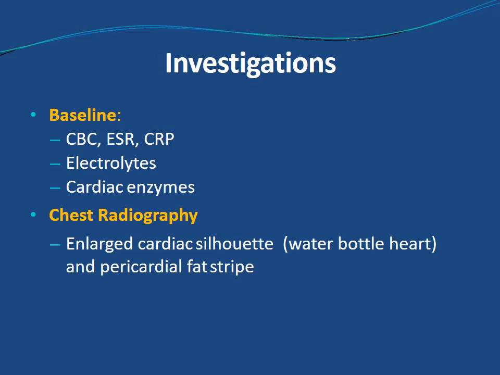In the investigation of pericardial effusion, we will offer two sets of investigations. The first set is baseline investigation to confirm the pericardial effusion, and the second set is to identify the cause of the pericardial effusion. The baseline investigations include CBC, ESR, CRP, electrolytes and cardiac enzymes, and then we will move towards chest radiography. The chest radiograph shows an enlarged cardiac shadow. Water bottle heart can be seen in the case of pericardial effusion.